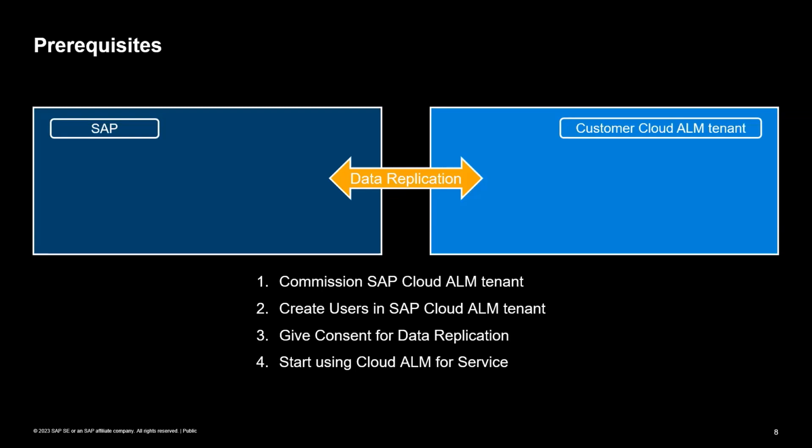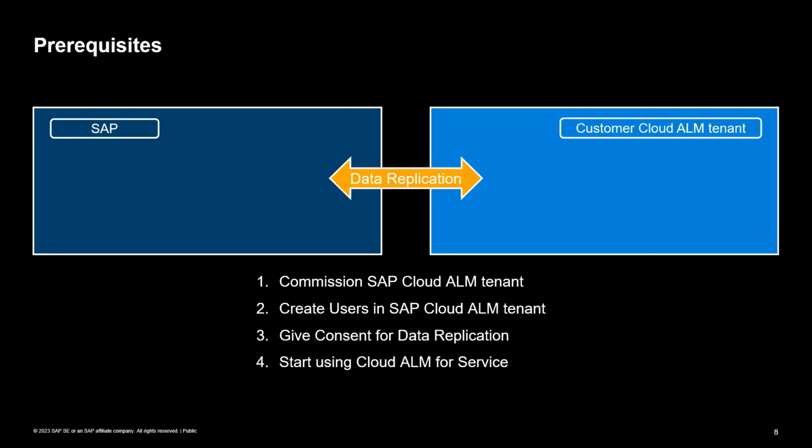Why also the project administrator role? Basically, for issues and actions, we are using the project management part of Cloud ALM, and in order to have full administrator rights there, you also need to have the project administrator role as well. That user now has the authorization to give the consent for data replication. The consent for data replication is given once per tenant.